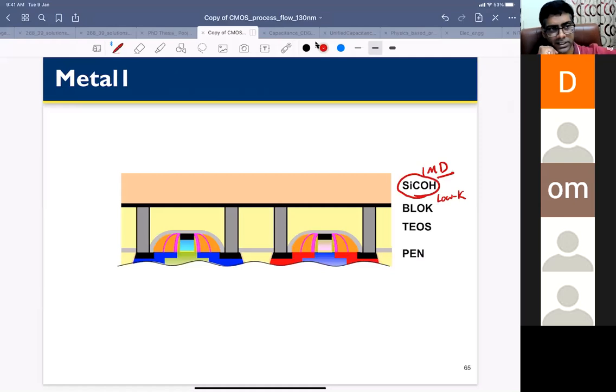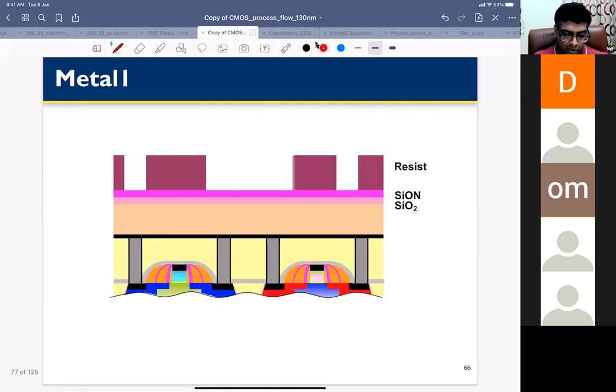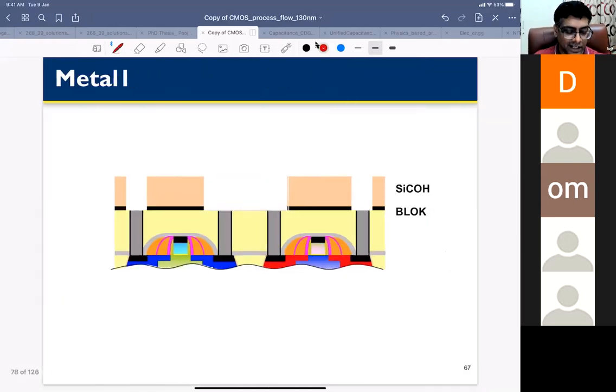So you deposit it, again by CVD, mostly by the plasma enhanced CVD process, as I told you in the last class. Then you do photolithography. That means you mask some regions, and then you do the etching. So you etch it, and here you see you have removed some portion of the dielectric. Then you fill that portion with metal.